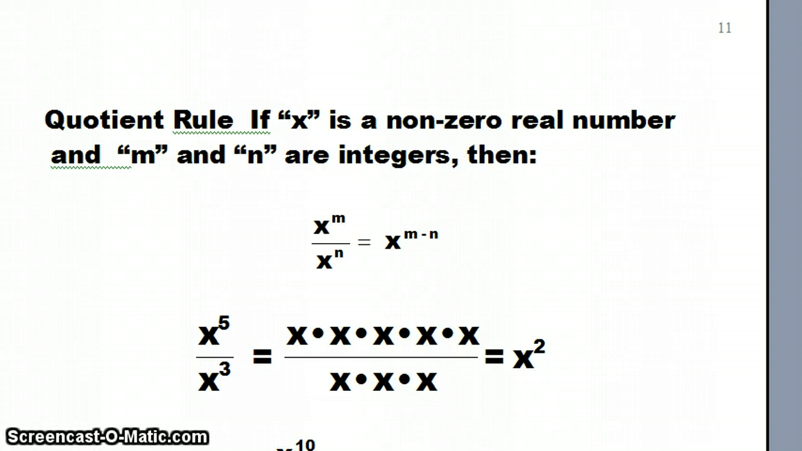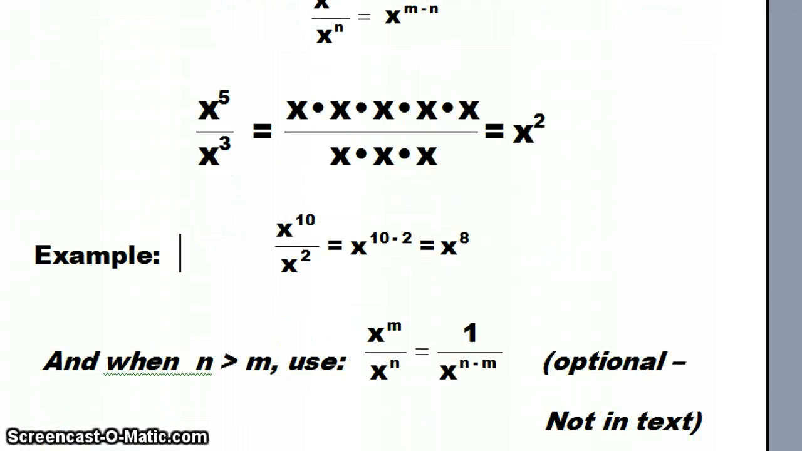Using more examples of this, we have x to the 10th divided by x to the second. We would take the 2 on the bottom and subtract it from the 10 on top. So we have 10 minus 2, or x to the 8th. Another way of looking at this is you have 10 x's on top, 2 x's on the bottom. Where do you have the most? You have the most on top, and they're going to stay there. So you have x to the 8th.